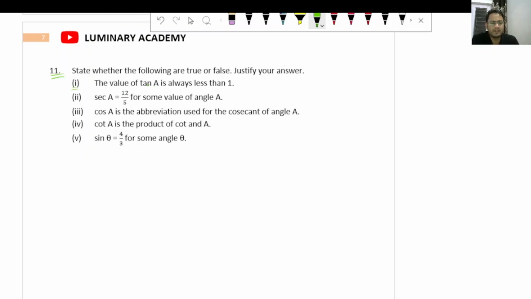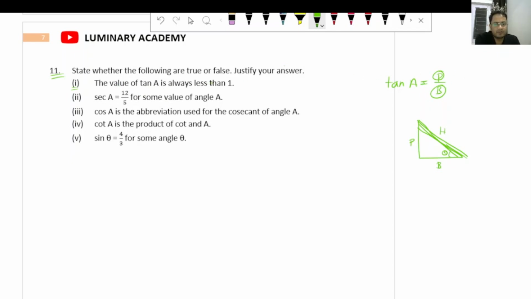First, part A, it is written that the value of tan A is always less than 1. As I told you, the ratio of tan A is perpendicular upon base. Perpendicular and base are the sides of a triangle. This is hypotenuse, this is perpendicular, and this is base if this is theta. Now you always know that hypotenuse is the greatest or the longest side of a triangle.